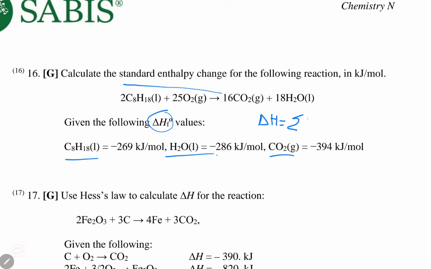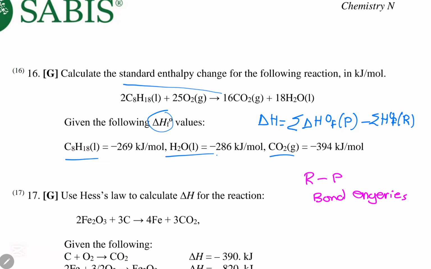It's equal to the sum of the heat of formation of products minus the sum of the heat of formation of reactants. So the most common example in which we do reactants minus products is if they give us the bond energies. That means they give you the energy of every single bond. Here they did not give us the energy of every single bond.